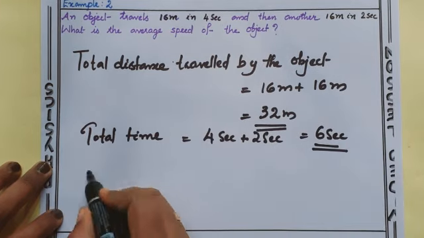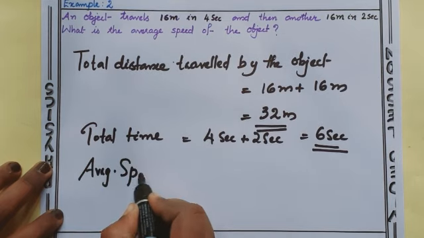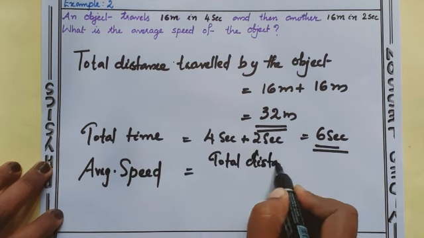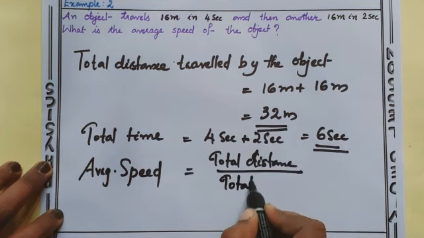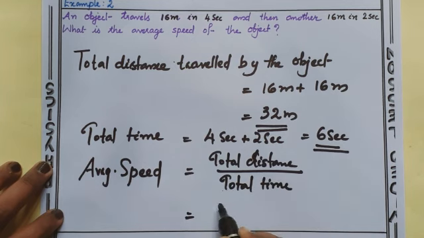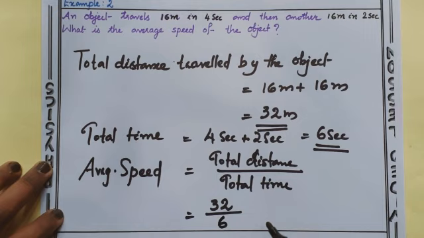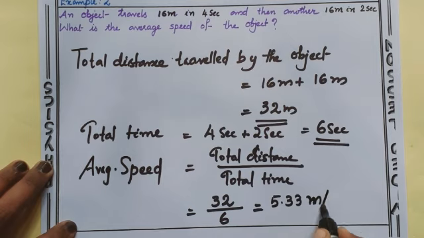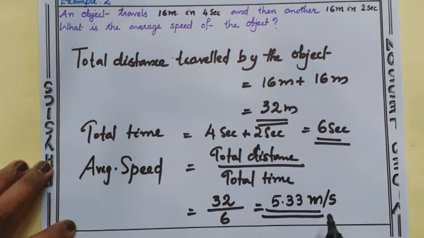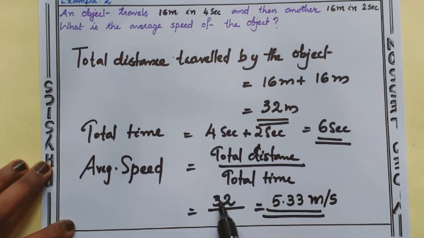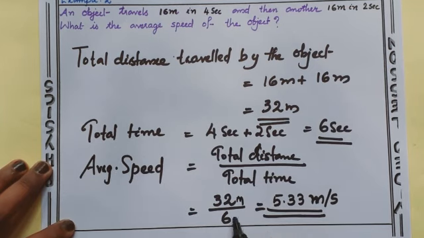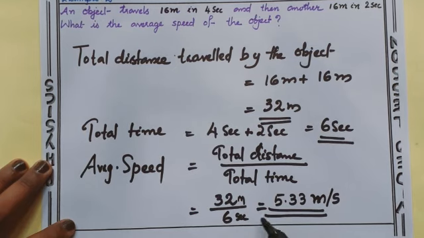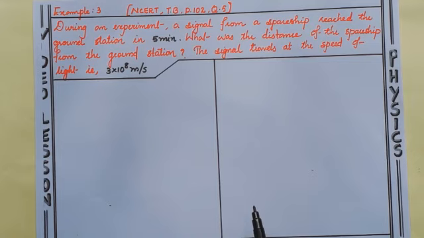So, average speed is equal to total distance by total time. So what will we get? Distance is 32 meter and time is 6 seconds. So 32 by 6, 5.33 meter per second. This is the answer.